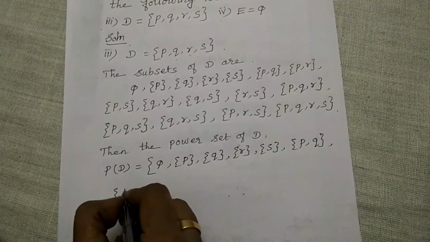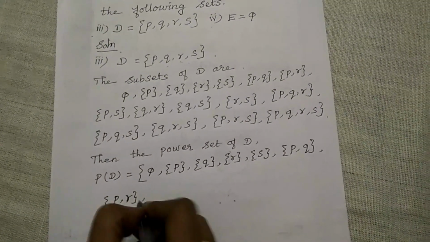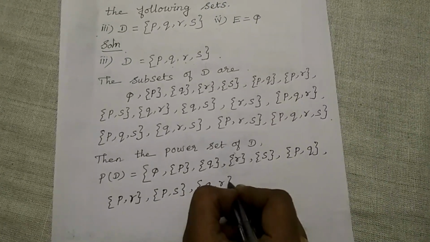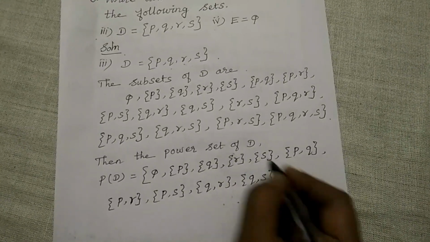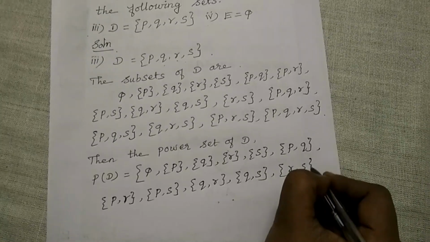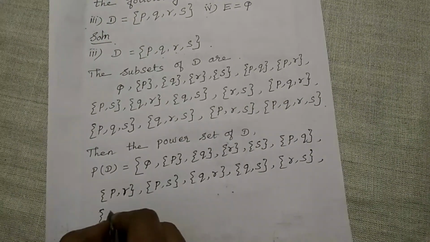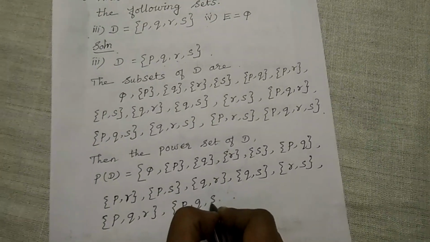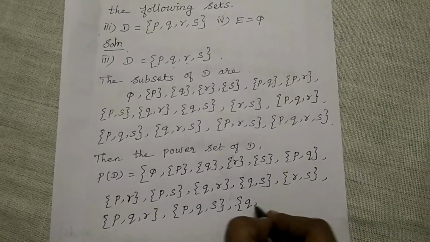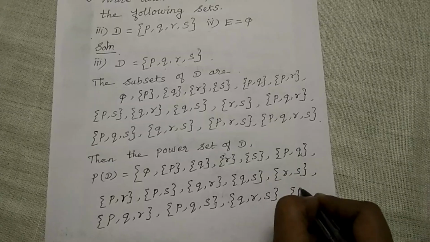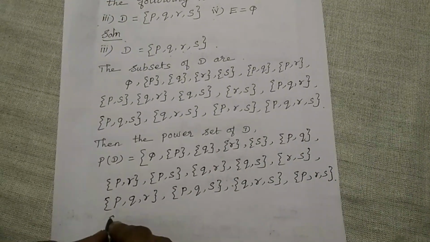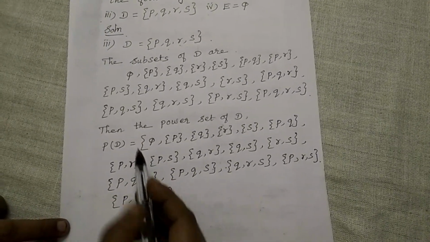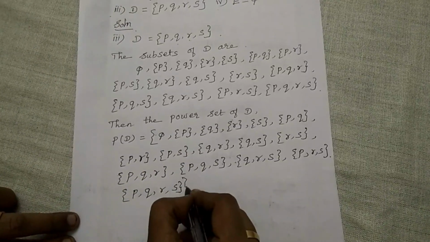then set of PR, then set of PS, then set of QR, then set of QS, then set of RS, the next one, set of P, Q, R, then P, Q, S. Next one, Q, R, S, then P, R, S. The given set is P, Q, R, S. Already here we opened the set, then we have to close here.